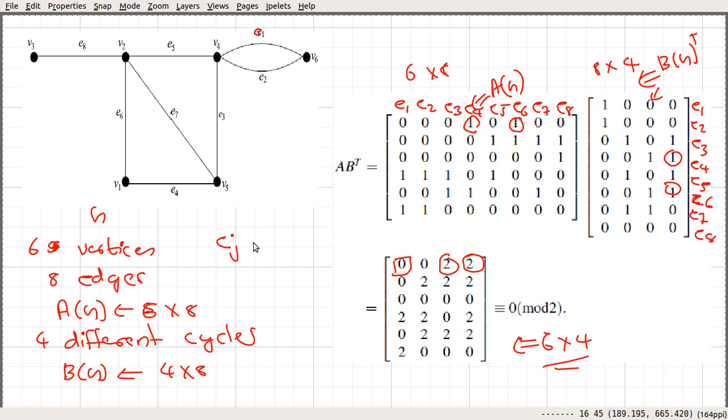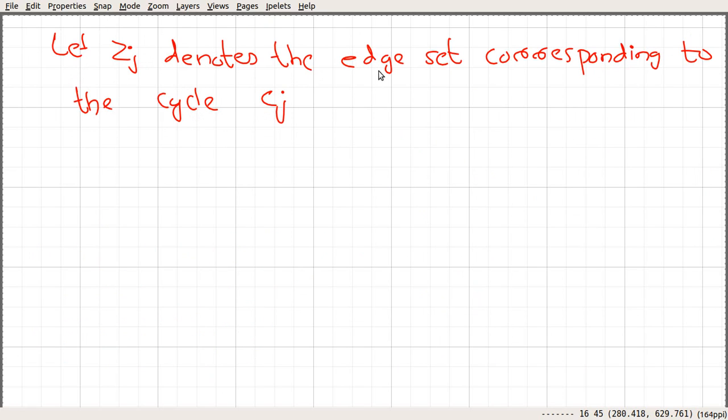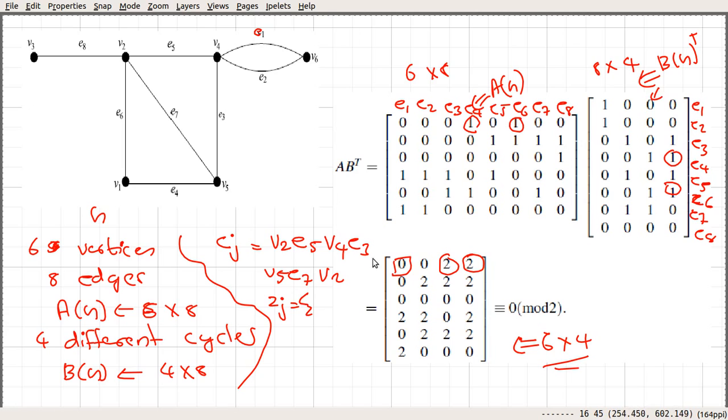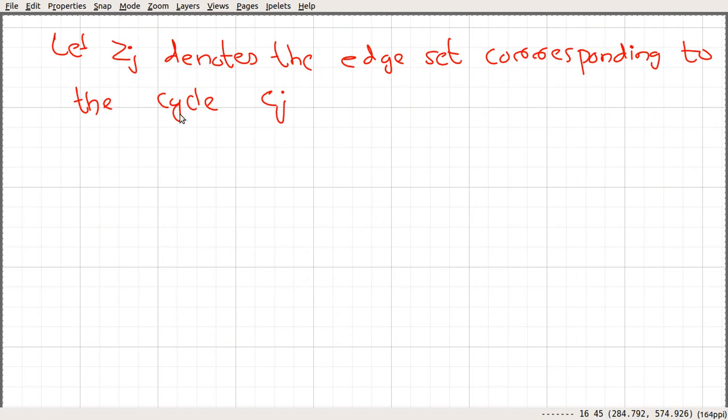So suppose that Cj is equal to this cycle, say V2, E5, V4, E3, V5, E7, V2. Okay, so consider this cycle, and here this Zj denotes the edge set corresponding to the cycle Cj. So here Zj will be equal to this set E5, E3, E7. Okay, all the edges in that cycle. So let Zj denote the edge set corresponding to the cycle Cj.